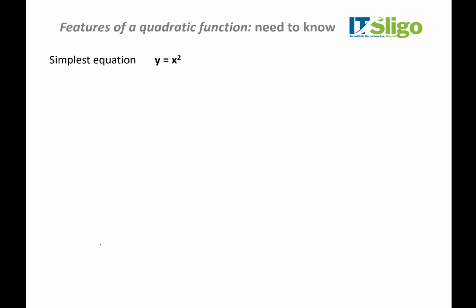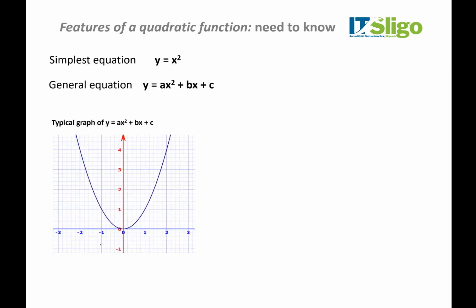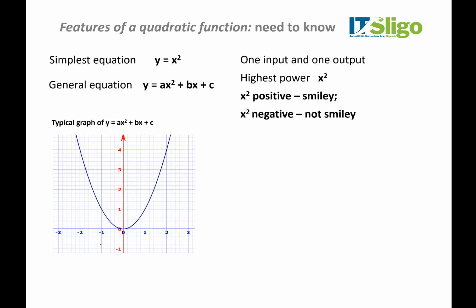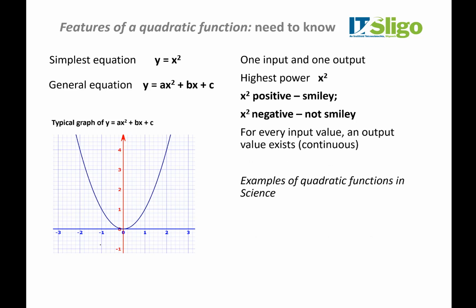So, just some of the things you should know. Quadratic function, highest power on the input is 2. There's the simplest equation, the general equation, typical graph, either for positive a or negative a, smiley, not smiley. And then some examples we'll go through. We've gone through some of these.